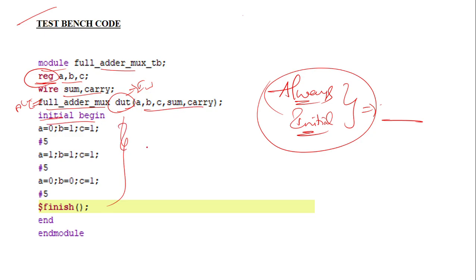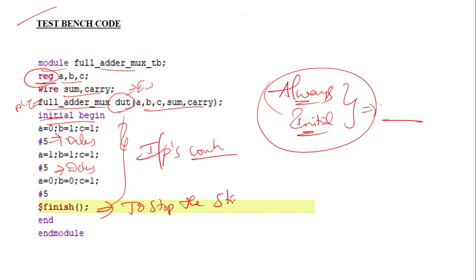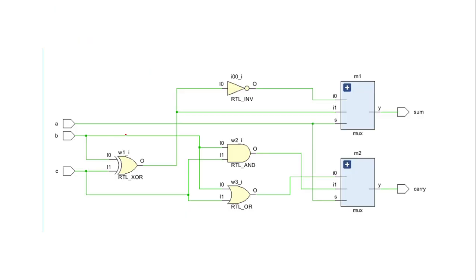In this initial begin, you are going to give the different input combinations. I give different combinations of ABC values and some delay, and again give some ABC values and again a delay. Finally I want to stop the simulation, so for stopping the simulation you simply use the finish keyword. The initial begin ends here, and the module ends with endmodule. For that combination I get the output waveform here.